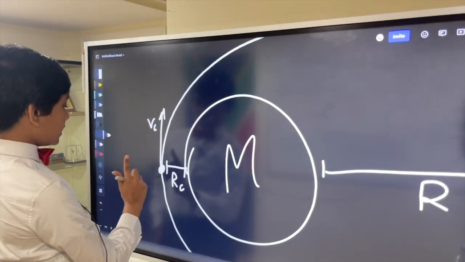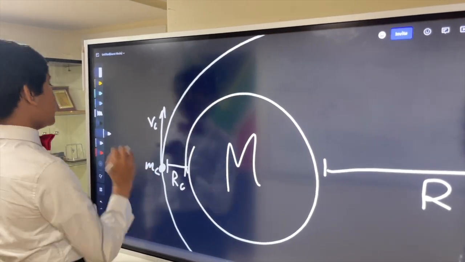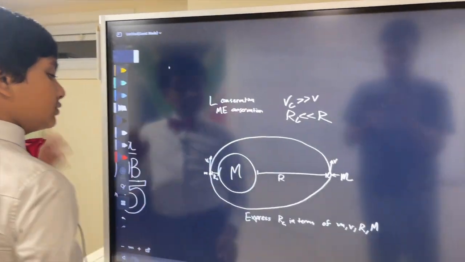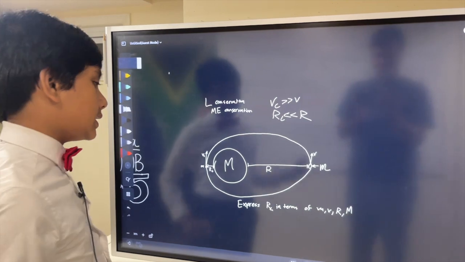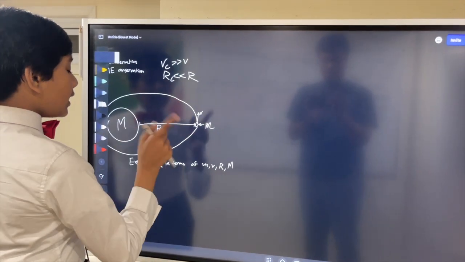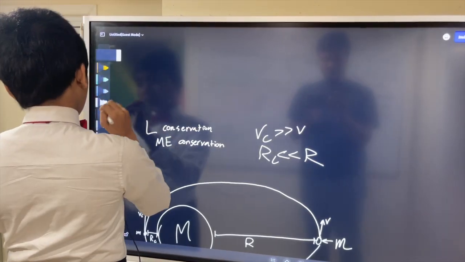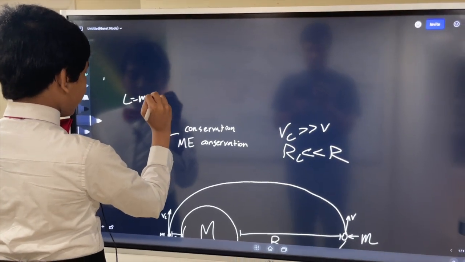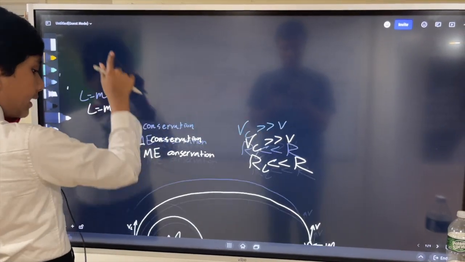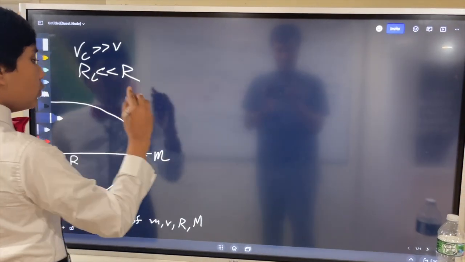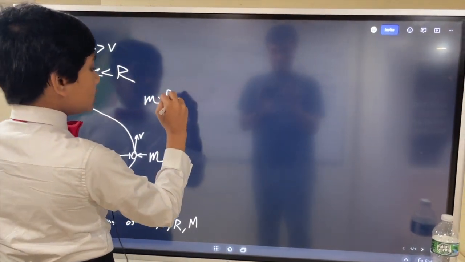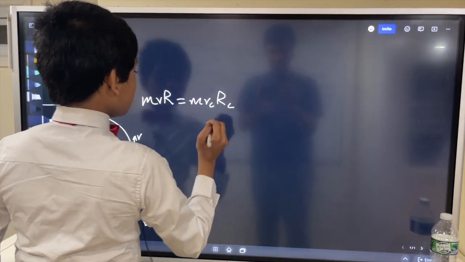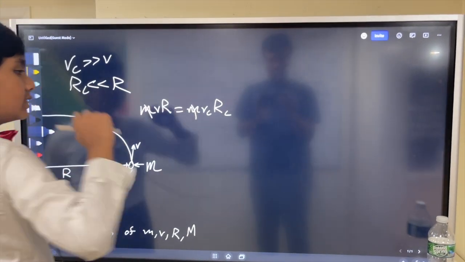And let's also say this is a mass MC. Just kidding. It's the same m. Not doing anything involving changing mass. So m is the same throughout those two. So now, we can use angular momentum conservation, if you remember L equals mvr, to say that m, v, and R before should be equal to m, VC, and RC. And we can cancel out these fellows.